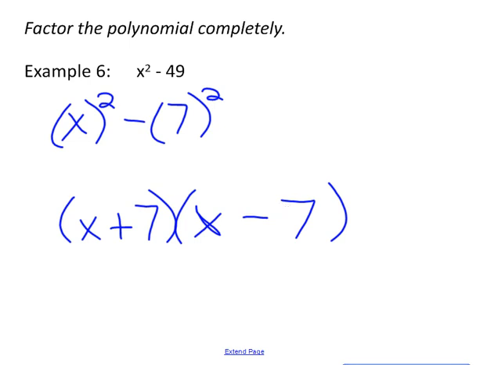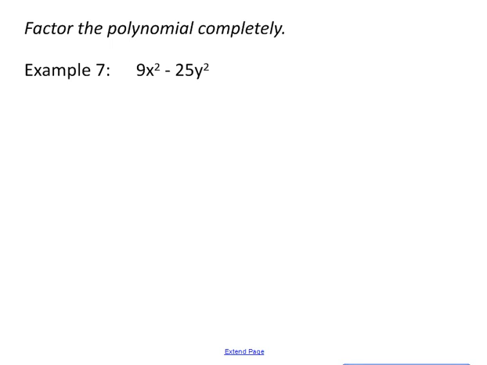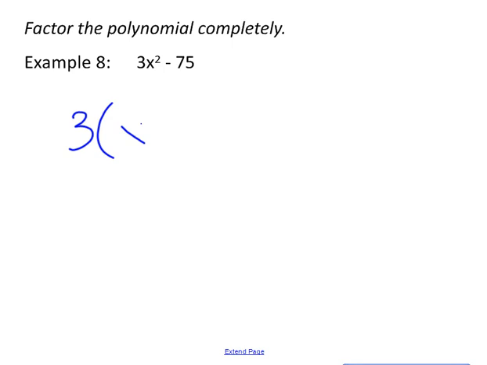All right, let's take a look at example 7. I'm going to have you do that on your own. Example 8, look for a GCF. They can both be divided by 3. So I have x squared minus 25.